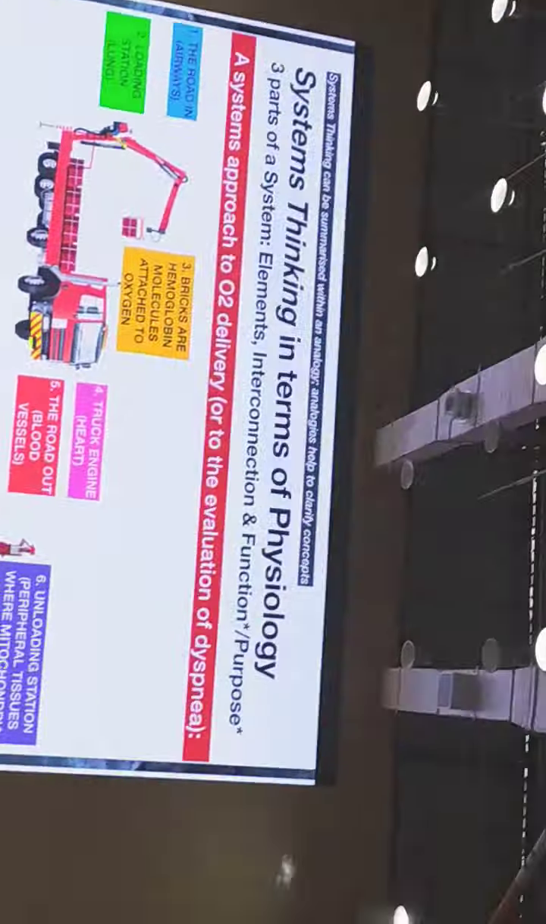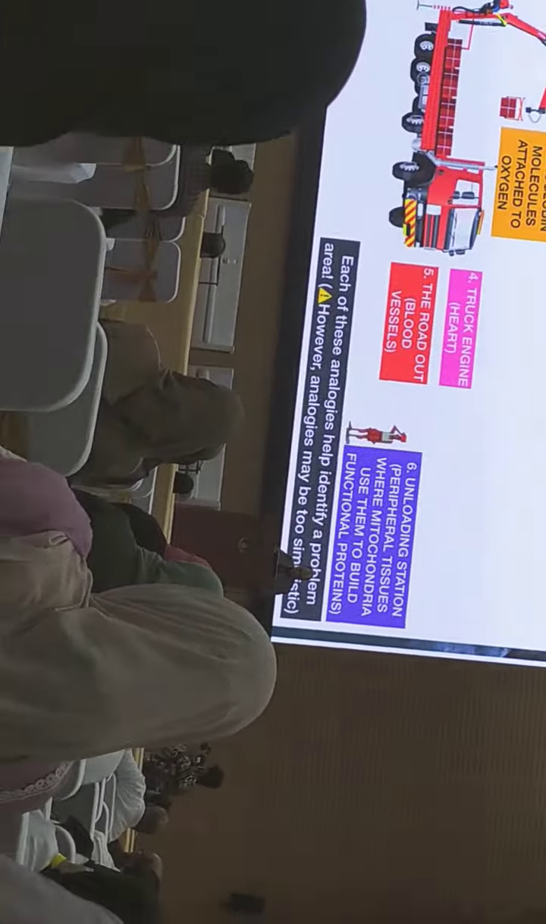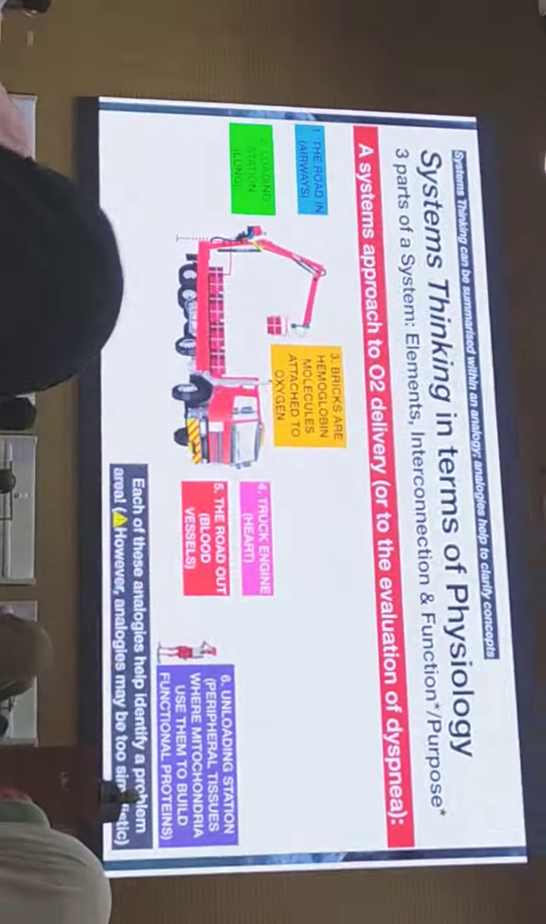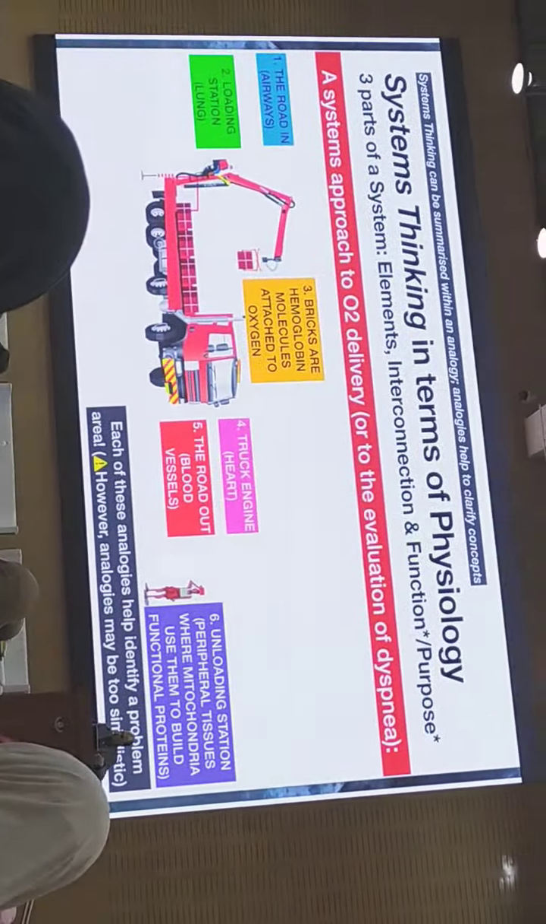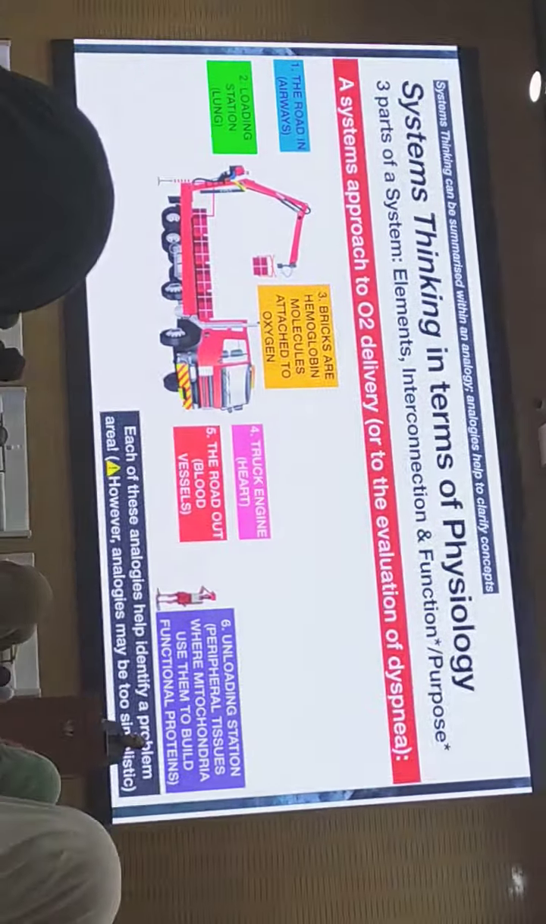So this is again my own example, a cartoon. If you think about oxygen, you talk about the road in, which is the airways. You talk about the loading station, which is the lungs. You talk about the bricks, the molecules that are attached to oxygen. You talk about the engine of the truck, which is powering the transport of the cargo. You talk about the road that is going to take it to the destination, which is circulation. And you talk about the unloading station, which is the tissues. And you talk about the elements that are creating it into a structure, which is the mitochondria.